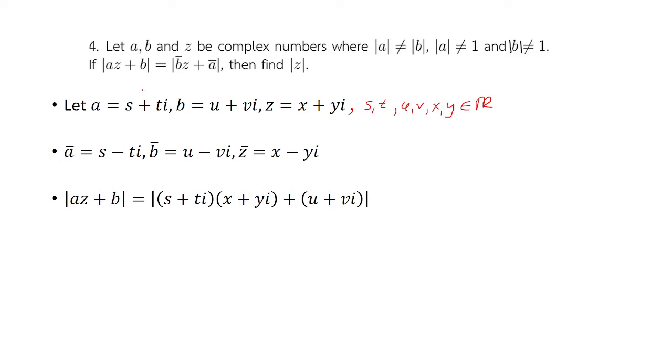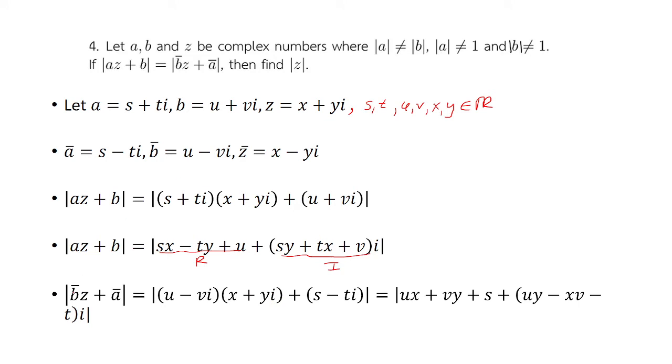Okay, now az plus b: I replace a with s plus ti, z I replace with x plus yi, and then b I replace with u plus vi. So I FOIL this out and I get sx minus ty plus u plus a quantity sy plus tx plus v times i. So I just separated it: this part represents the real part and this part represents the imaginary part.